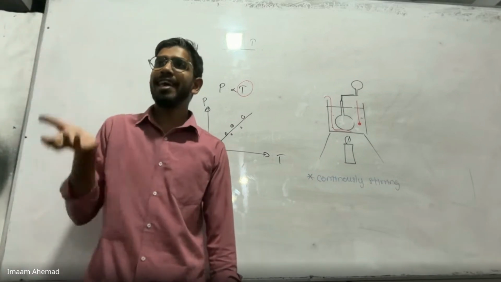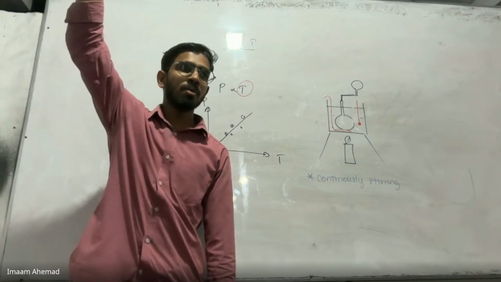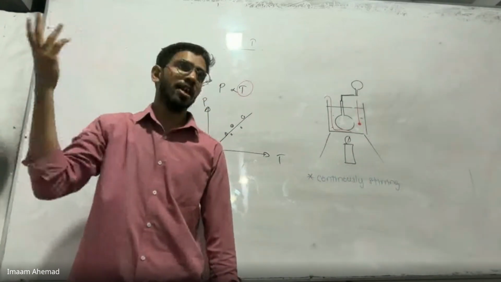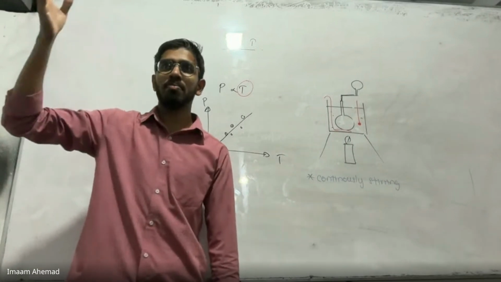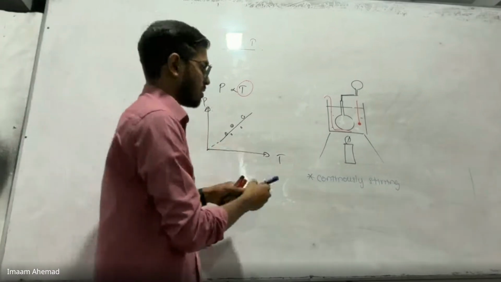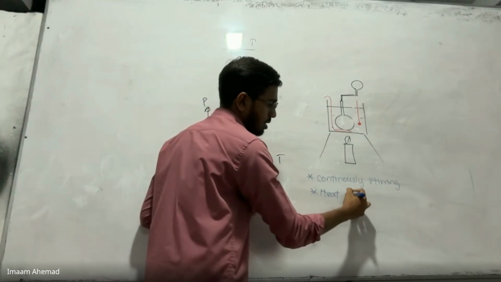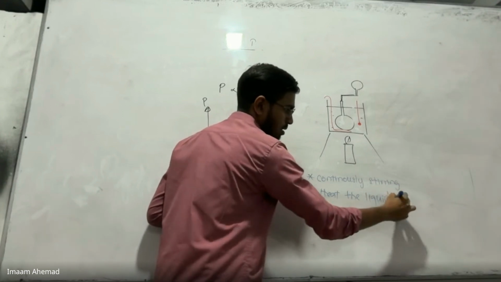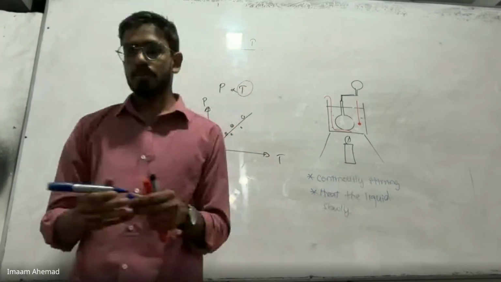Okay, if we heat fast, what will happen? Water temperature will be high, air temperature will be low, so what we are measuring is totally different. Okay, there will be a huge difference or huge error between them. So we have to heat the liquid slowly.